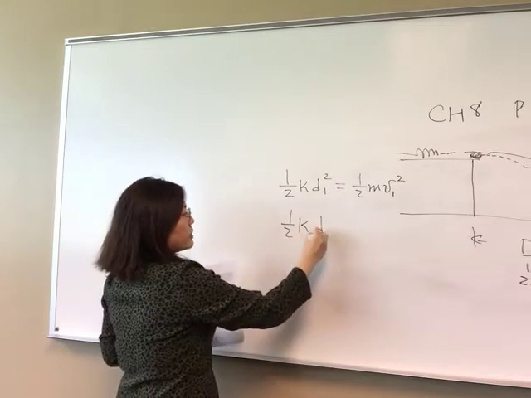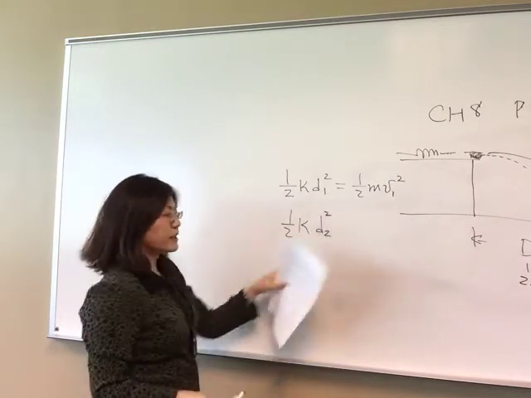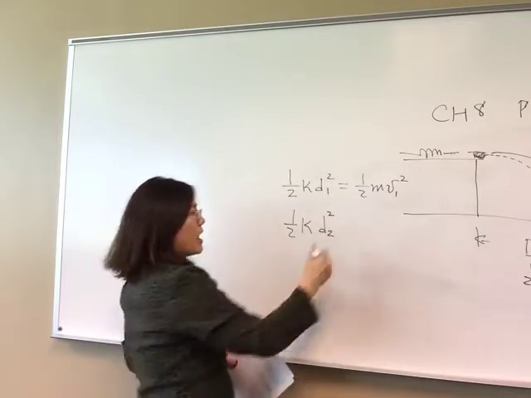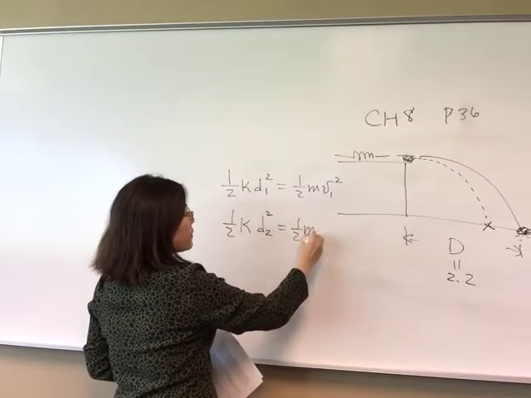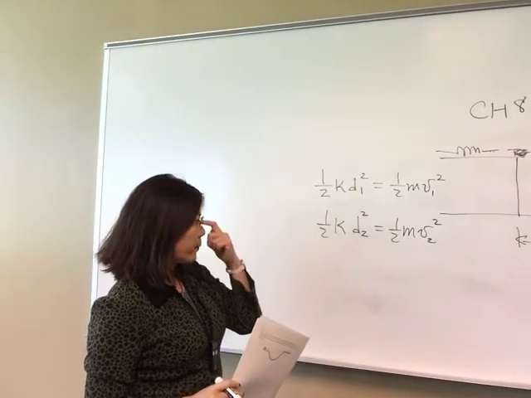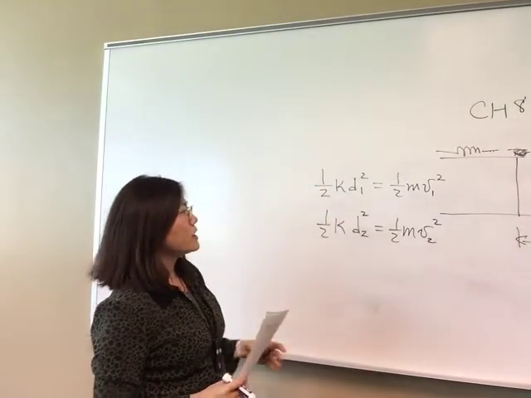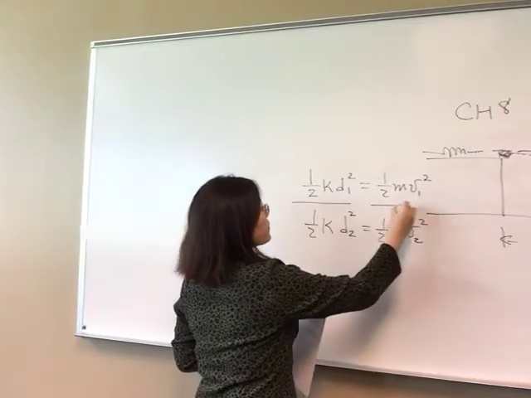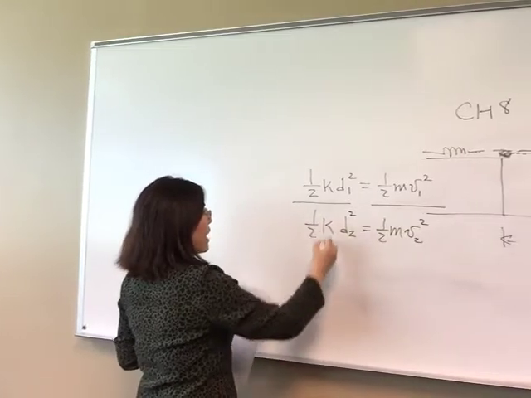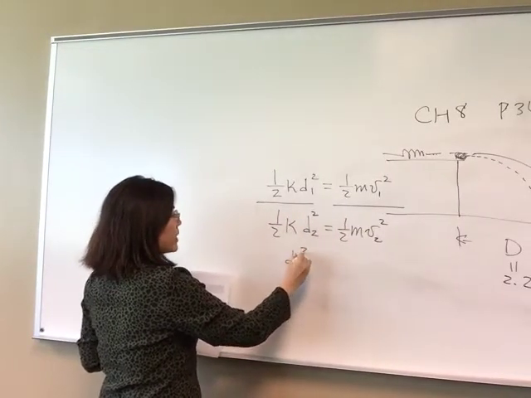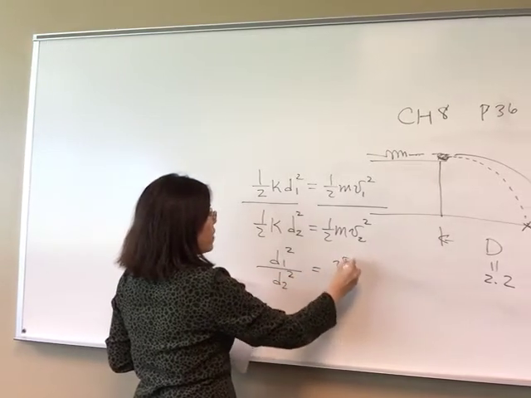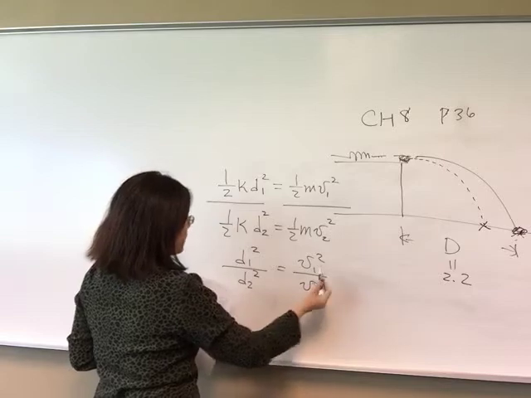Now, for the second person, she compressed the spring, let's say D2. So the spring will have a potential energy of 1/2 K D2 squared. And that has to be equal to 1/2 the mass of the marble times the velocity of the marble squared. Okay? So in that case, we have all this. What we can do is just take the ratio, and all the common factors get canceled. So what you have here is your D1, the spring displacement, squared, over D2 squared. That's equal to V1 squared over V2 squared. Okay?